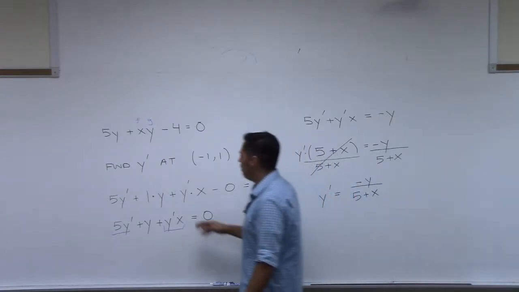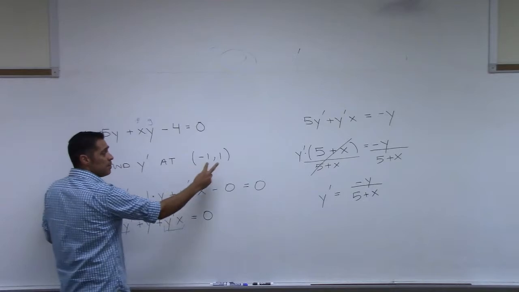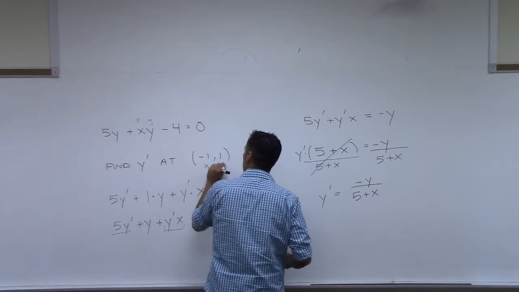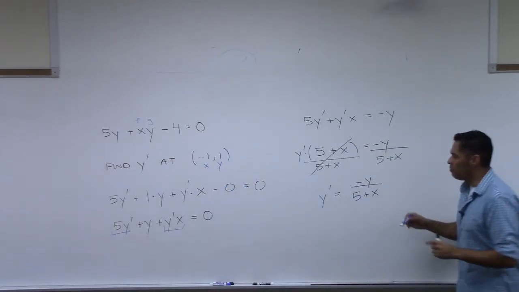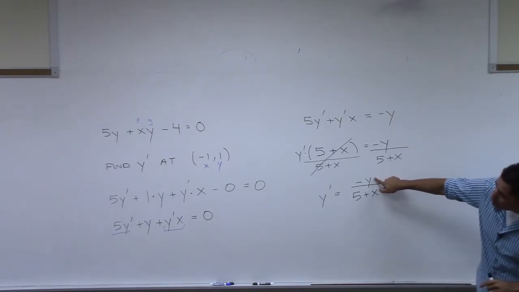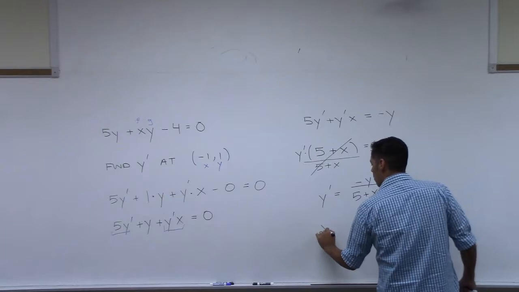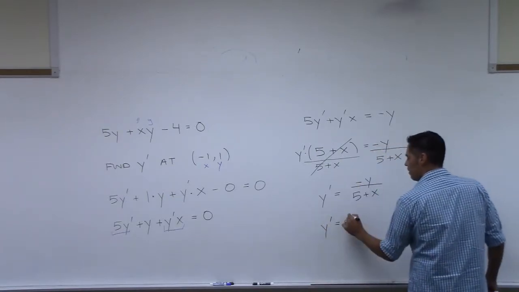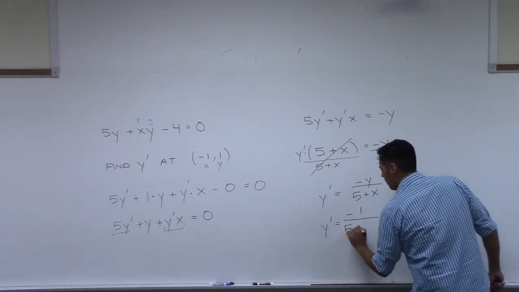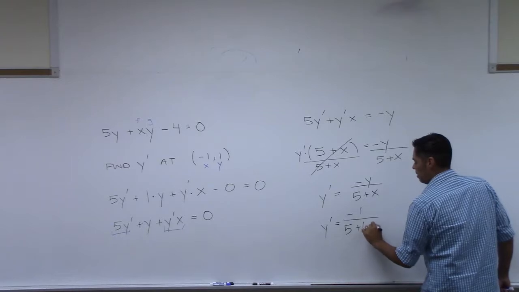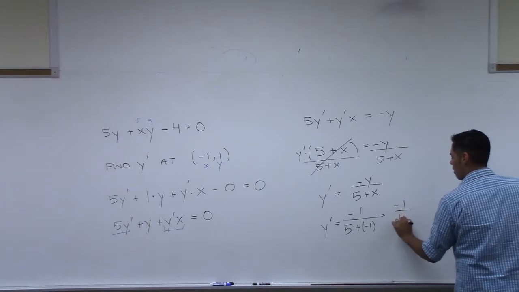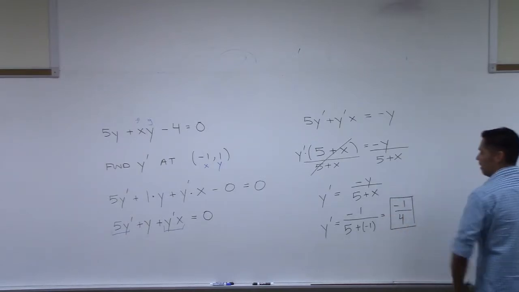Because now what we need to do is figure out what this derivative is at this particular point. So this is giving us an x coordinate and a y coordinate, isn't it? So we just need to come over here and replace this x with -1 and replace that y with +1. So y prime will become -1, right? Over 5 plus -1. And what's that equal to here? -1 over 4? -1/4.